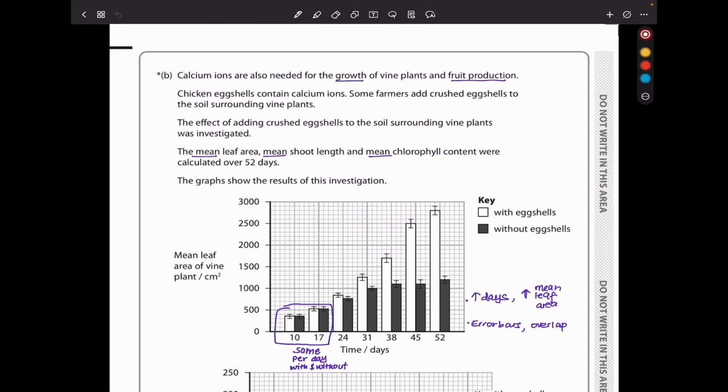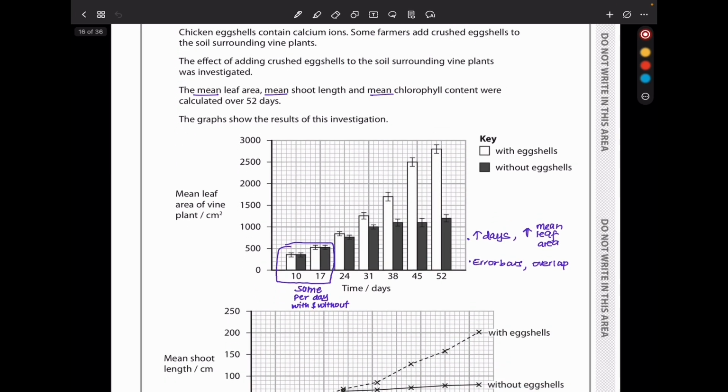In part B, calcium ions are also needed for the growth of vine plants and fruit production. Chicken eggshells contain some calcium ions. Some farmers add crushed eggshells to the soil surrounding the vine plants. The effect of adding crushed eggshells to the soil surrounding the vine plants was investigated. The mean leaf area, mean shoot length, and mean chlorophyll content were calculated over 52 days. The graphs show the results of this investigation.